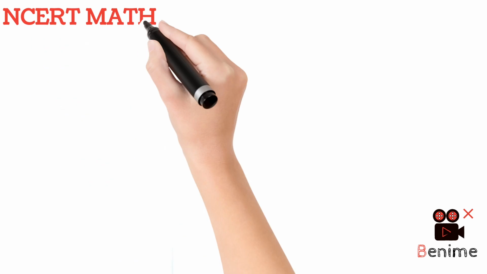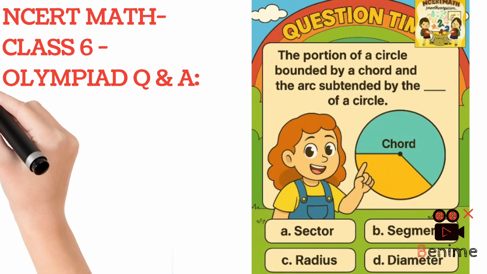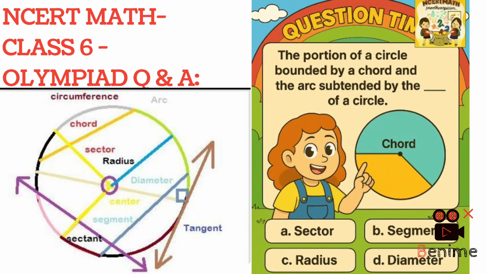Today we are going through some Olympiad questions with solutions in detail. The first question is: the portion of a circle bounded by a chord and the arc subtended by dash of the circle. Nothing but in a circle they are drawing a chord.